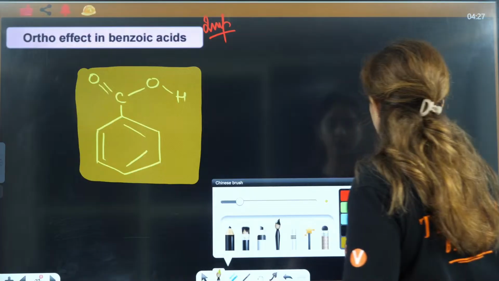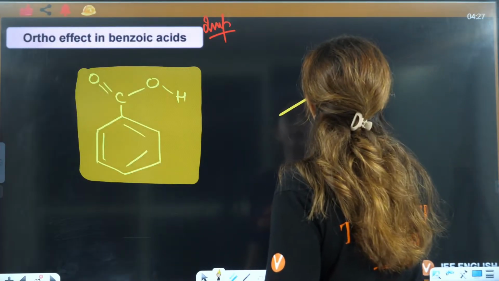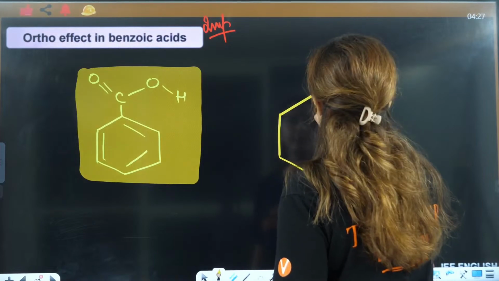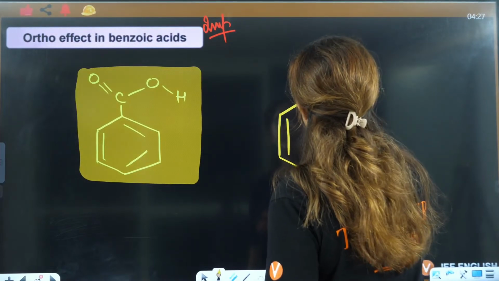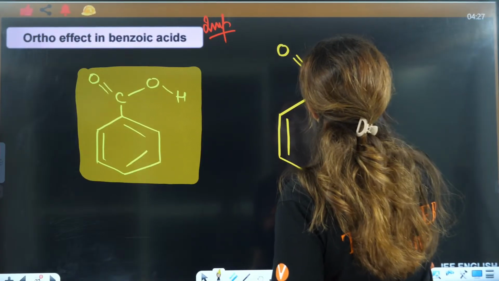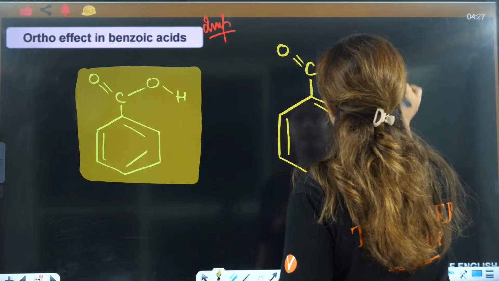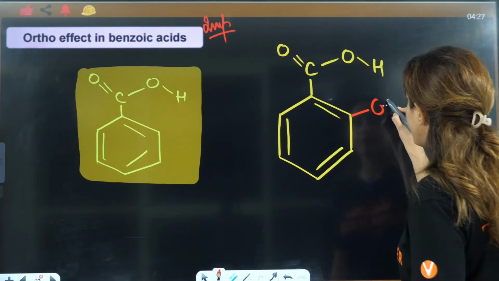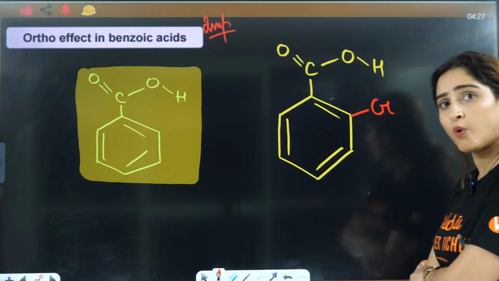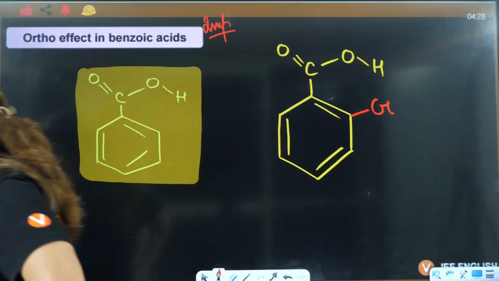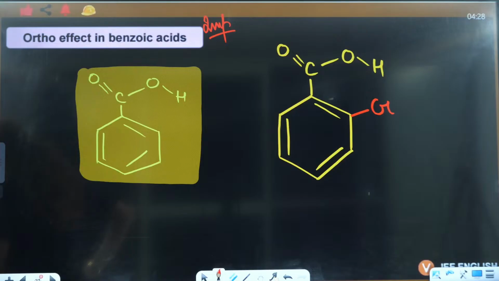Now what we will do is, if you attach a group here, this is C double bond O, OH. Understand this very carefully: if you attach a group here, what is going to happen? Let's understand that.